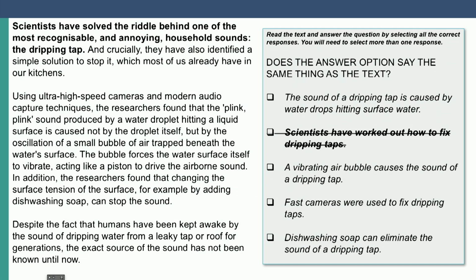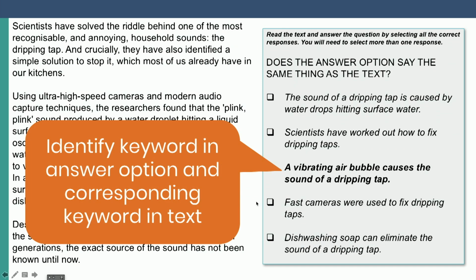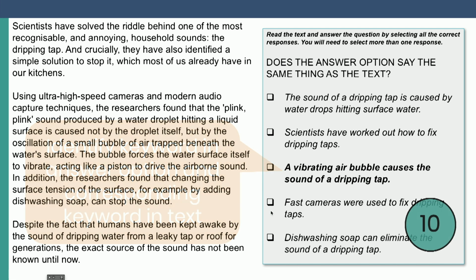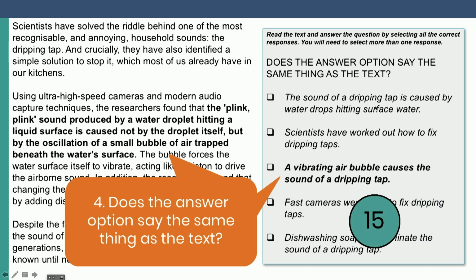Let's push on. Let's keep going with this method, because once you've worked out this, this is the key to it. Again, identify a keyword in the answer option and the corresponding keyword in the text. Okay, that word bubble there is really quite a useful word here, because as we can see, you can see that word bubble, small bubble there. I'm going to give you 15 seconds to confirm whether these two things say the same thing.